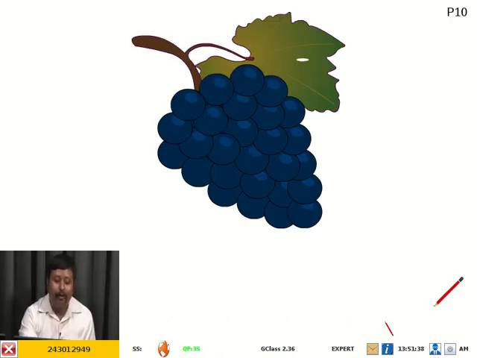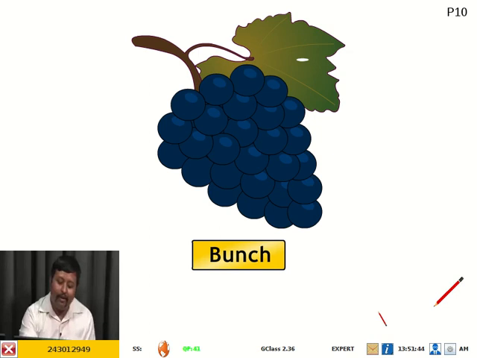Now, look at this, what is this? This is a bunch of grapes, yes or no? So, what do we call it? We call it a bunch of berries, right? So, this is what? A bunch.